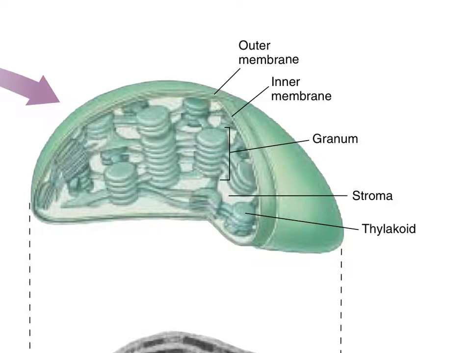It's a bigger scale. The stroma is inside an organelle, inside a cell. The stroma is this space right here. See this space? It's called the stroma. It's a fluid-filled cavity. It's just a space with fluid inside the chloroplast, which is the organelle. Yes, the stroma is just a space.